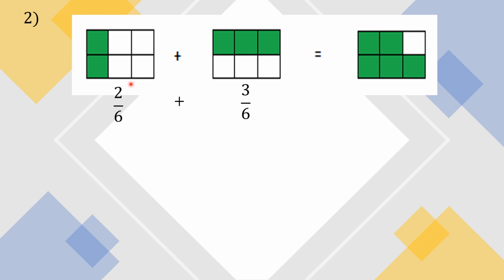And if you're going to add this one, 2 plus 3 is equal to 5. Let me count if it's 5. 1, 2, 3, 4, 5. So 5 out of 6 parts, this one. 5 out of 6.